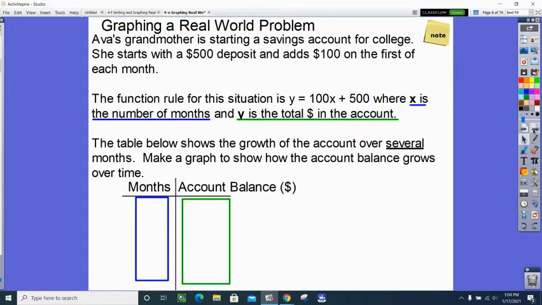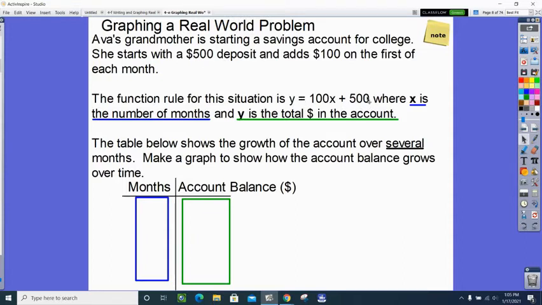So let's say that Ava's grandmother is starting a savings account for college, and she gives Ava an initial deposit. So here, it's $500. As time starts, she goes to the bank, she puts $500 in. And then every month, the first of the month, she's going to add 100. Now, I am giving you the function rule right here. Pretty soon, you're going to have to write that from words.